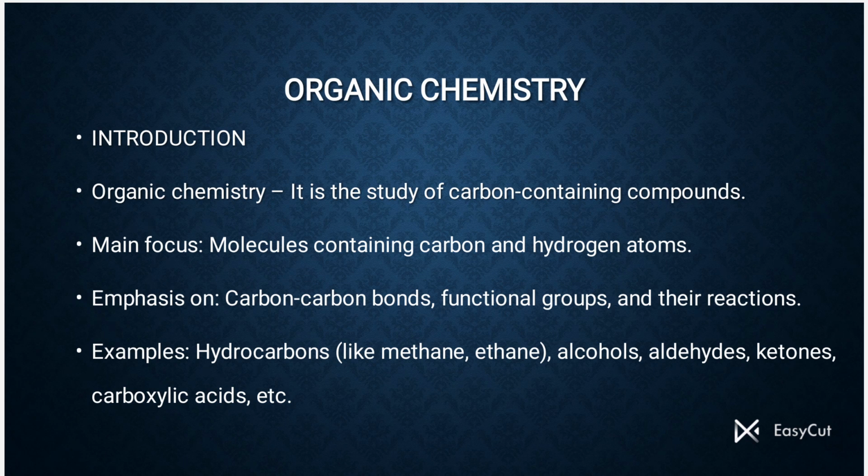So let's take some examples. Organic compounds come in various forms and have diverse applications. The common ones are hydrocarbons like methane and ethane, which are composed of carbon and hydrogen atoms only. We have alcohols such as ethanol, which contain a hydroxyl group. We have aldehydes and ketones, which have the carbonyl group. We have carboxylic acids, such as acetic acid, that have a carboxyl group. So these are basically what we'll be looking at.